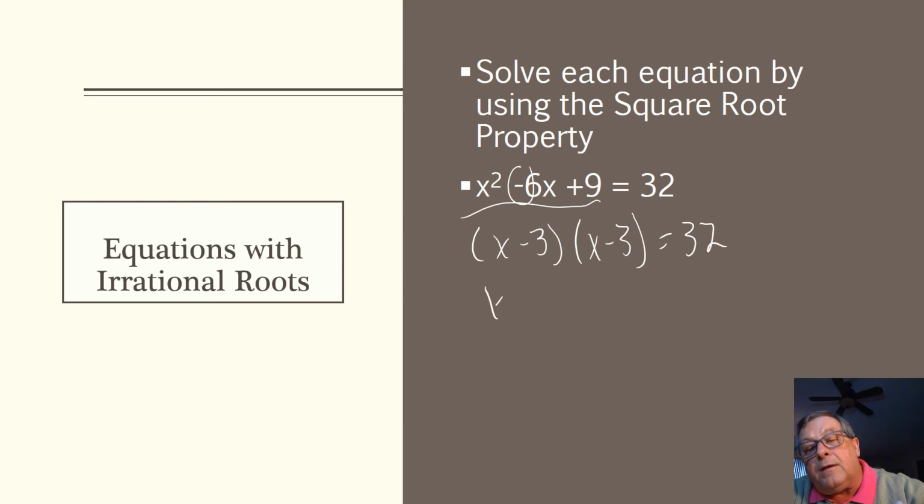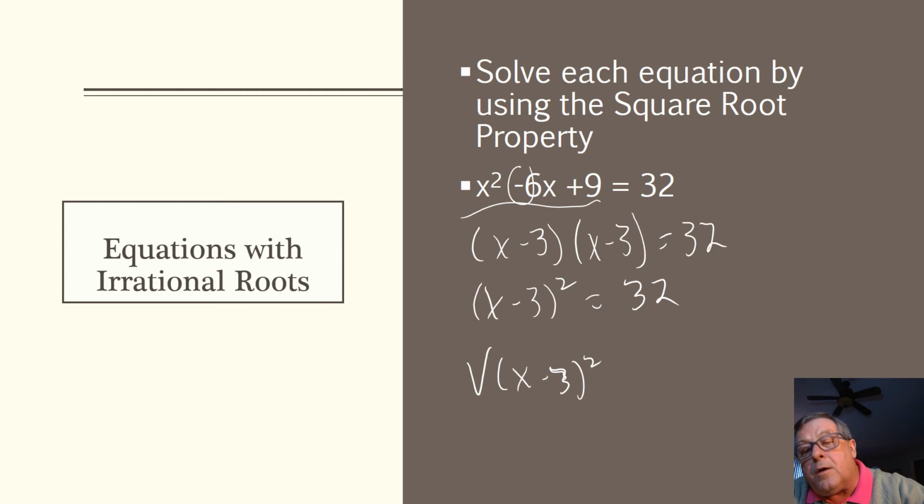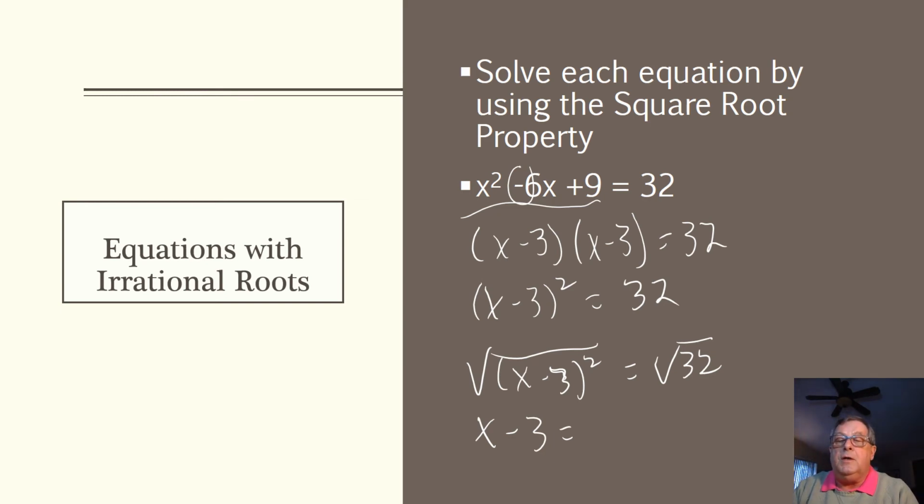And again, I could rewrite this as x minus 3 squared, being careful to put it in parentheses, equals 32. And then we're going to take the square root of both sides, the square root of x minus 3 squared equals the square root of 32. And the square root of the binomial squared is going to cancel. It's going to leave me with x minus 3 equals the square root of 32.